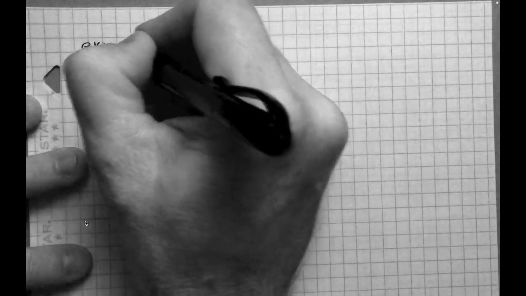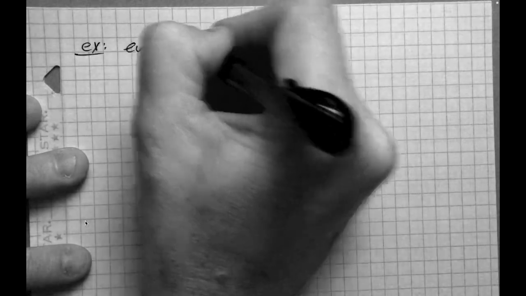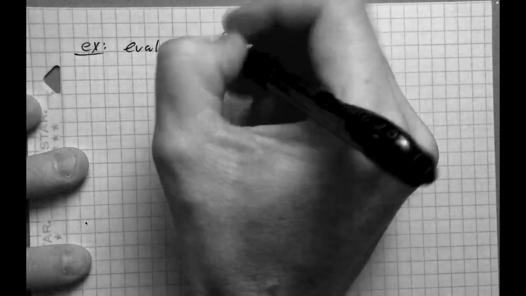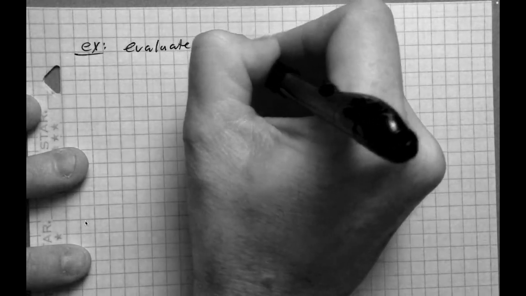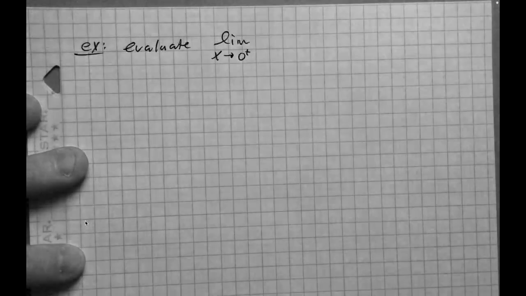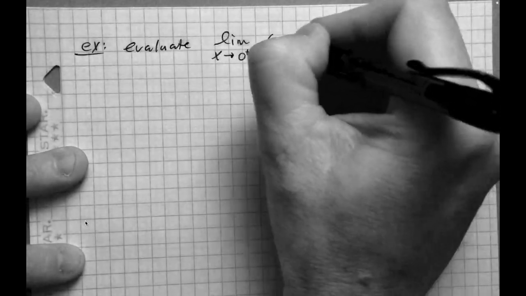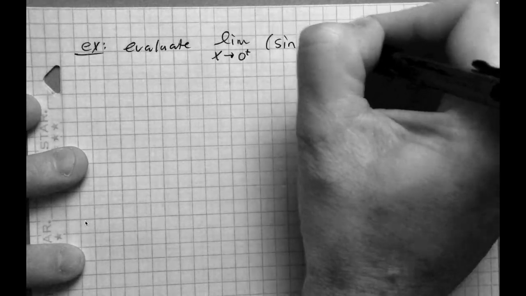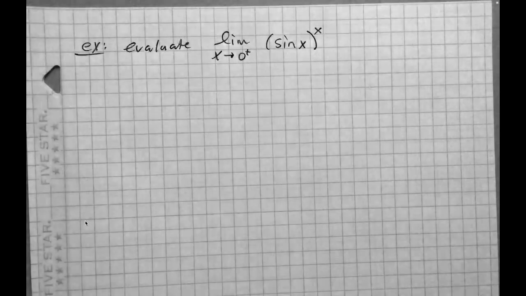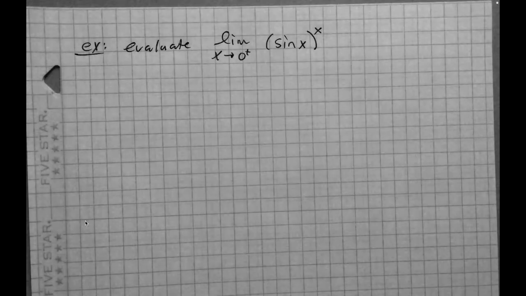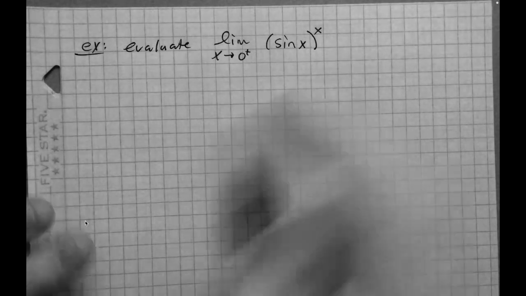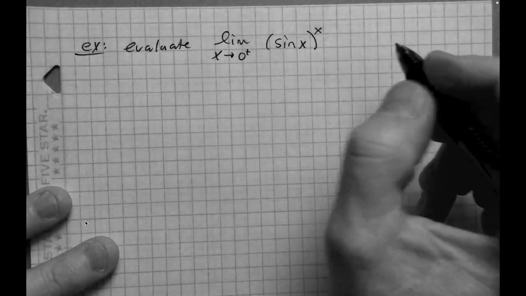Let's say maybe we'll do one more. What about this one? The limit as x approaches 0 from the right of sine of x to the x power. Well, this is going to produce the form 0 raised to the 0 power, right?